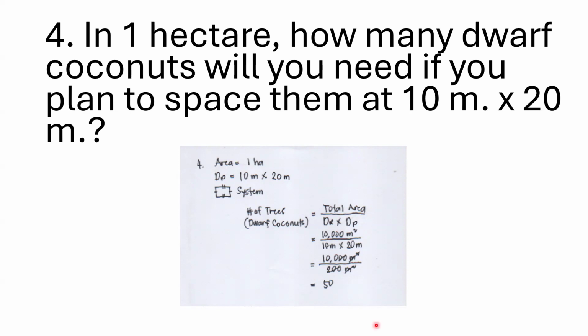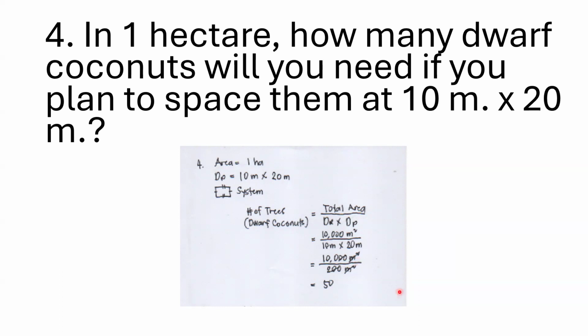Cancel like terms, square meters sa baba, sa taas, cancel. Dalawang zero sa baba, dalawang zero sa taas, cancel. Ang natira, 100 over 2. 100 divided by 2 is 50. So the number of dwarf coconuts that you will need to plant 1 hectare with a planting distance of 10 by 20 meters is 50.